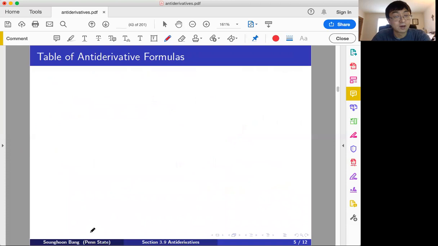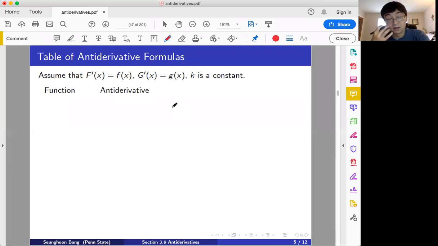I'm going to make a table of antiderivative formulas. Assume that capital F prime of x equals little f of x. What does it mean? The capital F of x is an antiderivative of the little f of x. Similarly, G prime of x is g of x. Capital G of x is an antiderivative of little g of x. The k is a constant. So we just find the table.